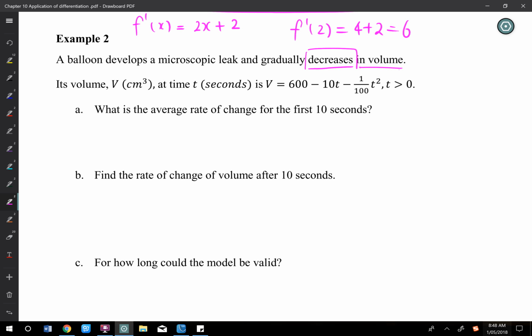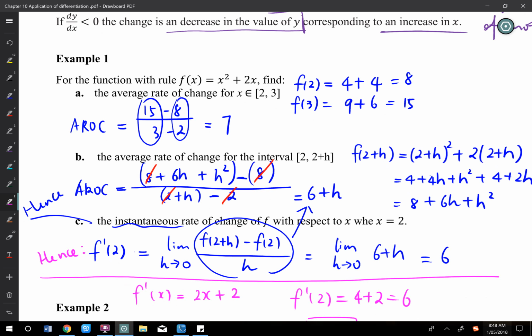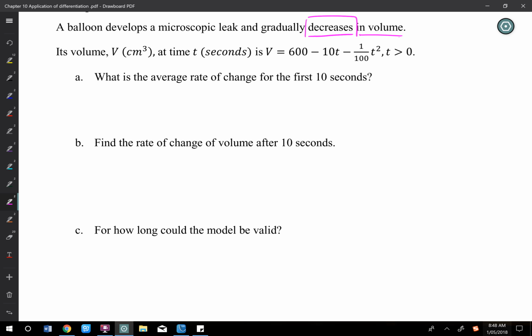What is the average rate of change for the first 10 seconds? Okay, you can see for example 1, it tells you very directly, average rate of change or instantaneous rate of change. But in the application question, no one really makes it that obvious. Like, they will say, find the instantaneous rate of change of V and T. They won't say it that way. What they will give you is in the context. But read the first sentence. What is the average rate of change?